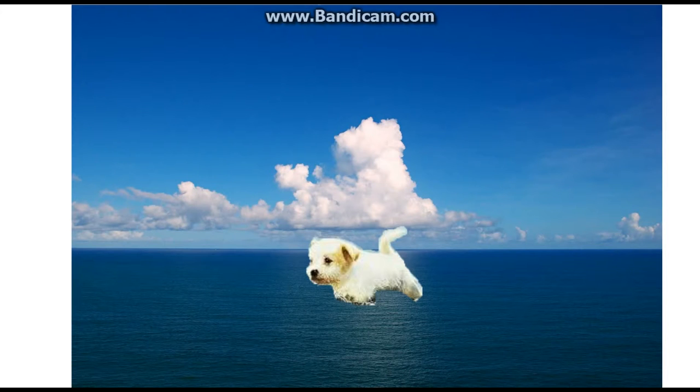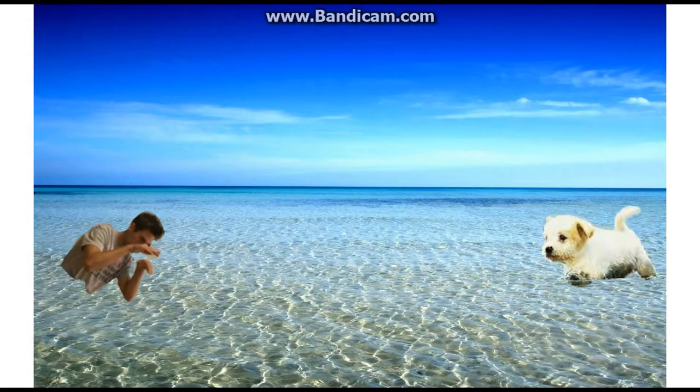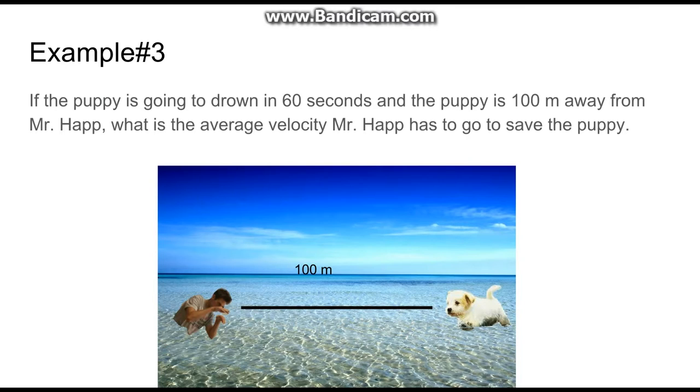So now we have Mr. Hap as a lifeguard, and he sees something. He sees a puppy drowning in the middle of the ocean. So Mr. Hap goes into the water and swims towards the puppy. Now here's our problem. If the puppy is going to drown in 60 seconds and the puppy is 100 meters away from Mr. Hap, what is the average velocity Mr. Hap has to go to save the puppy?